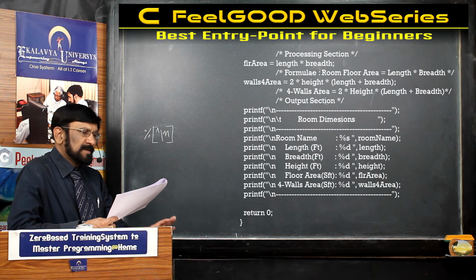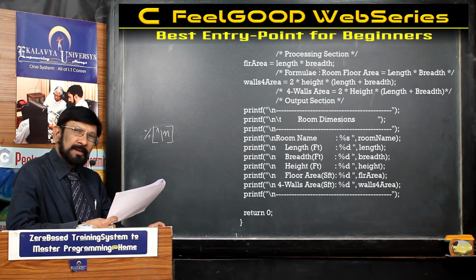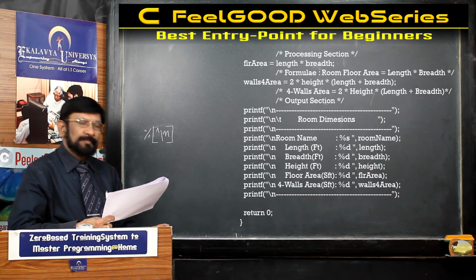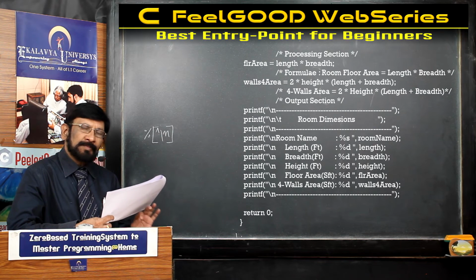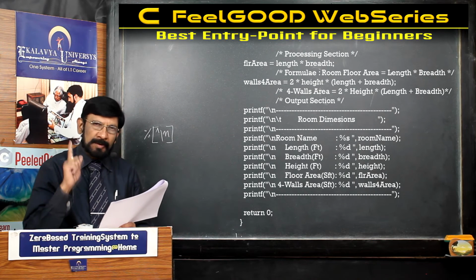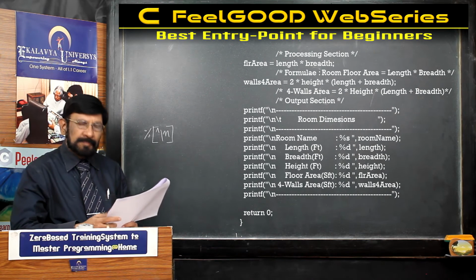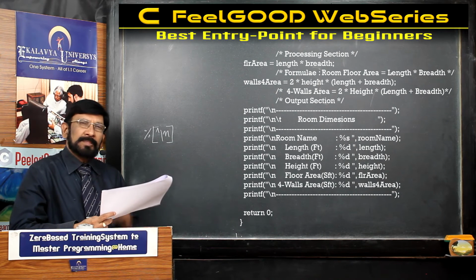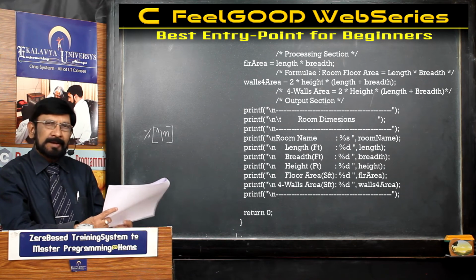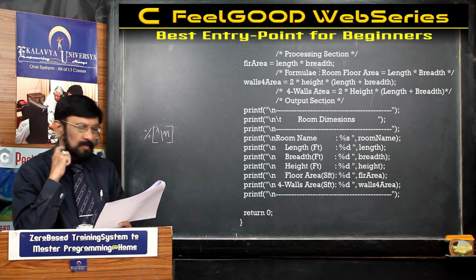Thereafter the processing section. I already told you: floor area is length into breadth. Thereafter the 4 walls area is 2 into height into (length plus breadth) within parentheses. That you have to write. You have to know the formula correctly. Not only this, we perform many calculations in our future projects. You should understand the corresponding formula strictly and thoroughly, and only then apply it. The processing section is over.